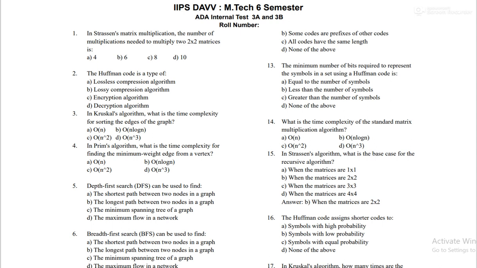Question 15. In Strassen's algorithm, what is the base case for the recursive algorithm? The base case for the recursive algorithm in Strassen's algorithm is symbols with higher priority. Sorry for my mistake. Here the correct answer is given below the question, which is option B, when the matrices are 2 by 2. So the correct option for this question is when the matrices are 2 by 2.